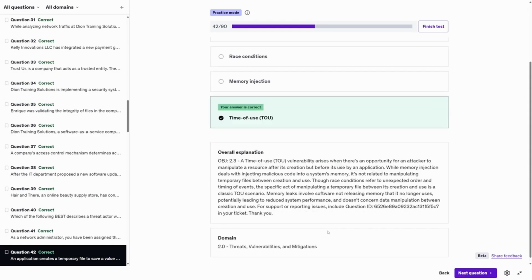Time of use vulnerability arises when there's an opportunity for an attacker to manipulate a resource after its creation but before its use by an application. While memory injection deals with injecting malicious code into a system's memory, it's not related to manipulating temporary files between creation and use. I'll leave up the other answers for a few seconds.